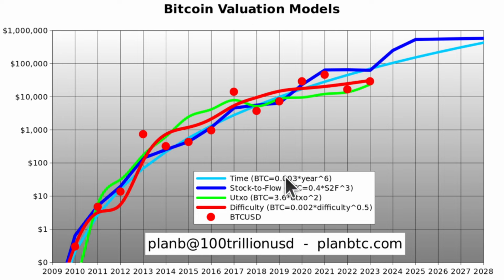Okay, first model, time model. That's the light blue line here, the very smooth light blue line. It's at the moment around 70K, and time, of course, is an approximation for adoption. That goes over time, more adoption of Bitcoin. And the logic then is that the price increases as adoption increases over time. It's a very basic model. It's a trivial model, and it's also the oldest model that I know of.